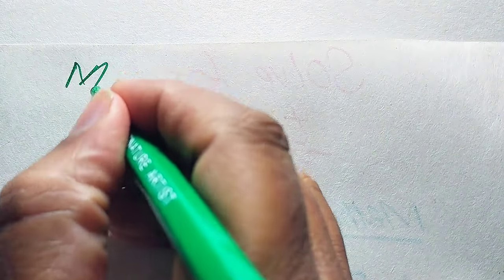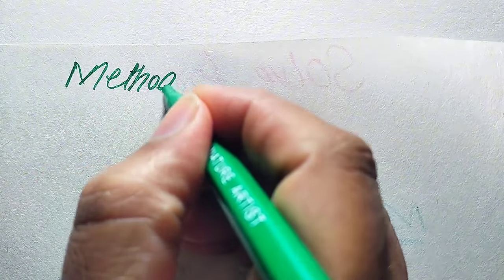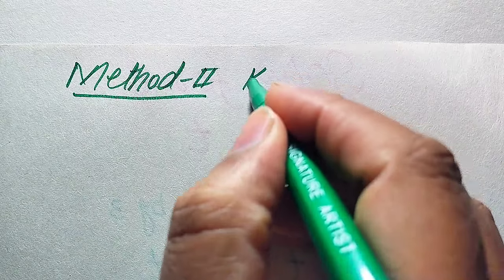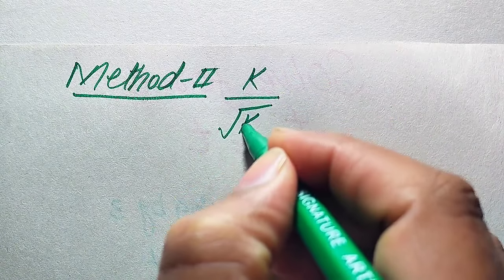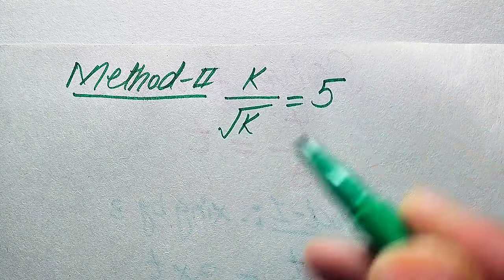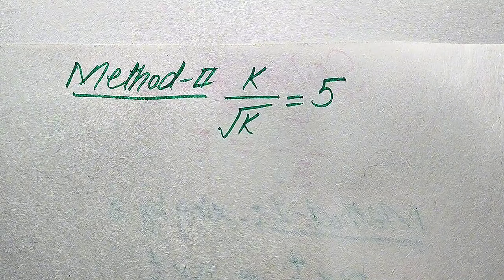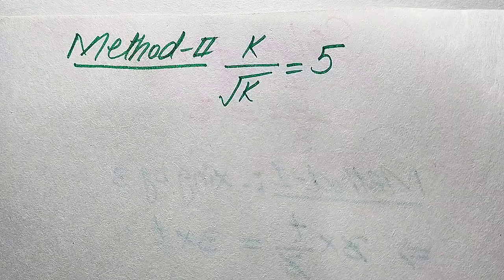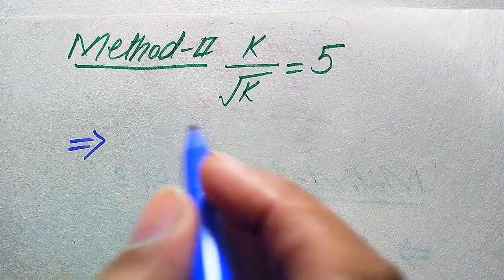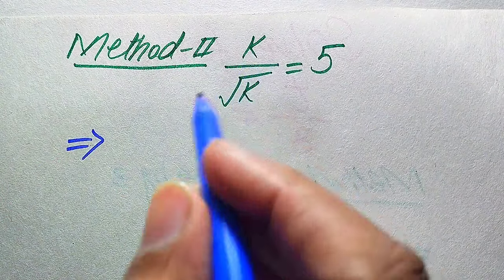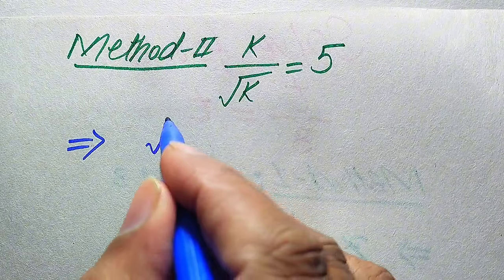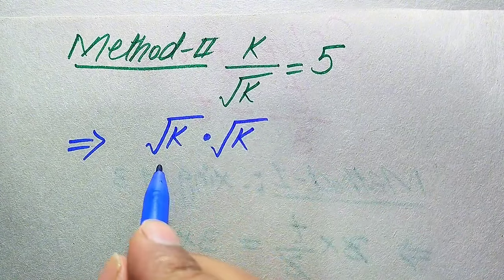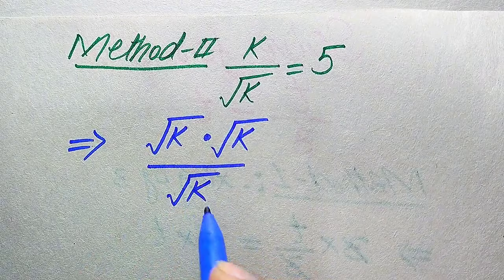And in the second method, we need to copy down the given question statement here, so that our given question statement is k divided by square root of k is equals to 5. This is the given question statement, and here our second method is a very quick method, and here we quickly get the roots of this equation. So for this we first write this k in the form of a product of two square root terms in this way, and it is divided by square root of k.